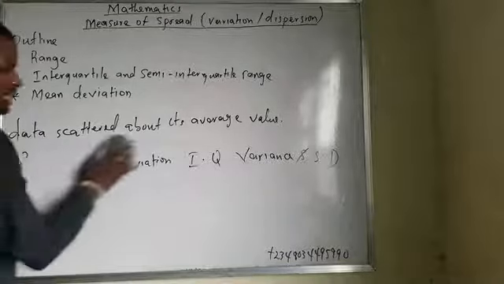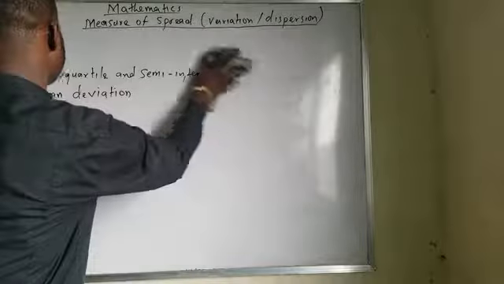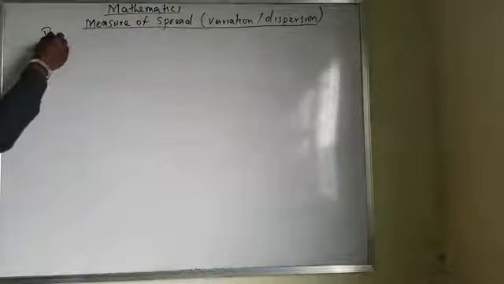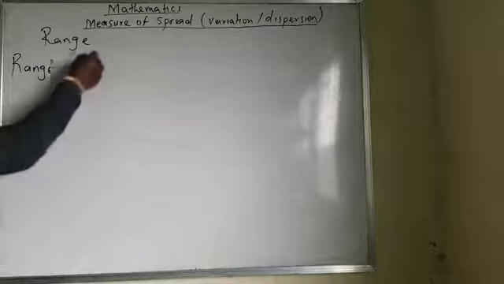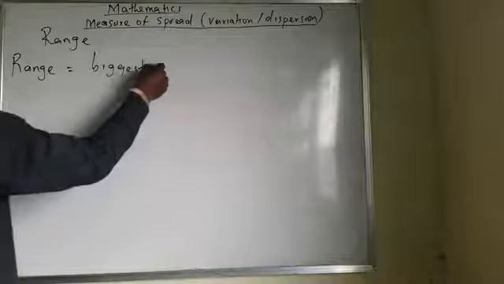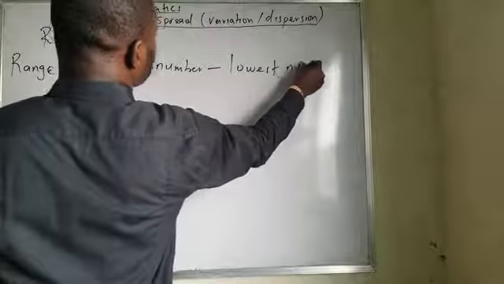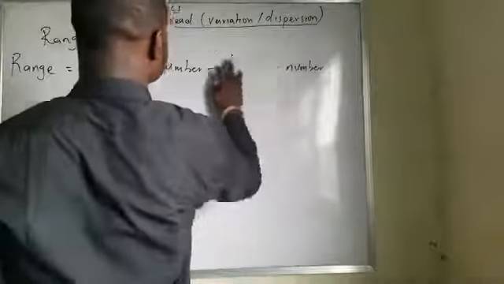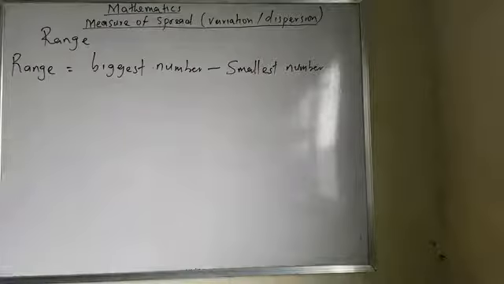Now, when we talk about range, let me start from range before I move on to quartile and semi-interquartile range. My range is always equal to the biggest number minus the smallest number. You can call it lowest, or let me use smallest. Smallest is better. That is what is called range.